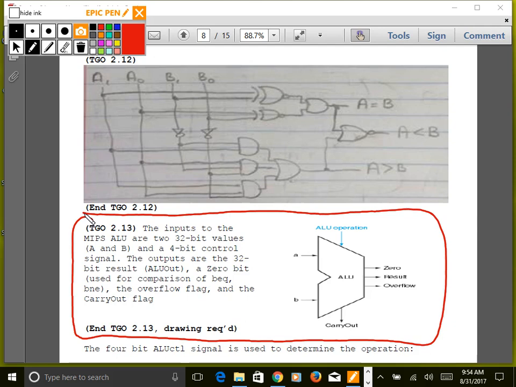And the overflow flag, and the carryout flag. So you have A and B. If you were designing it, you'd say 32, 32. This result value is 32. The 0 flag is 1 bit. The overflow flag is 1 bit. And carryout is 1 bit.